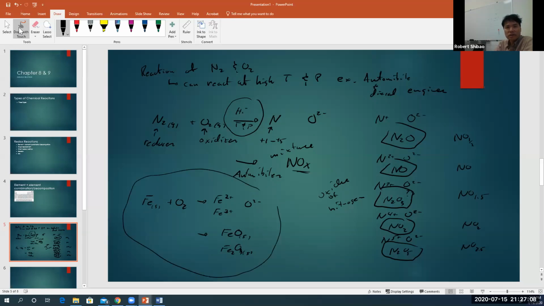Sometimes we only have 1 choice, and so this is 2 potential products. And it depends on the conditions, how vigorous the oxidizing conditions are. If you got lots of oxygen, it's going to be oxidized to its maximum extent. So you expect iron 3. But as the conditions aren't so vigorous, then maybe iron 2 forms.